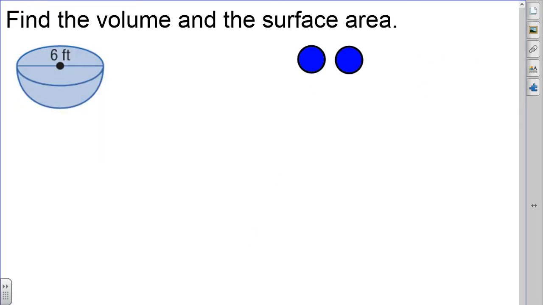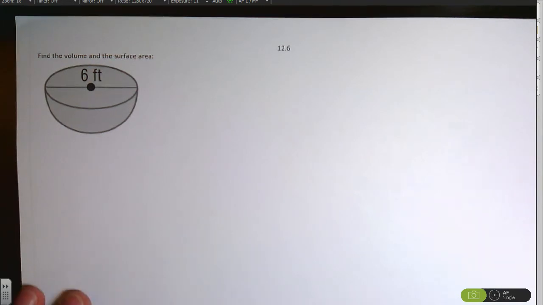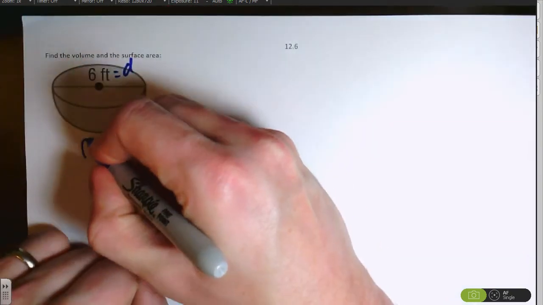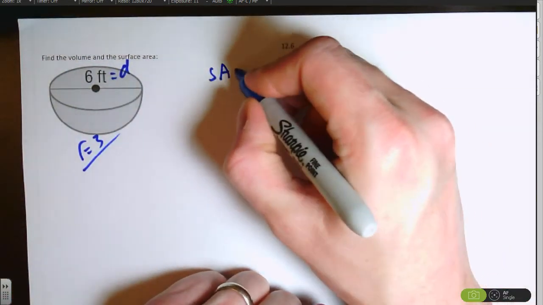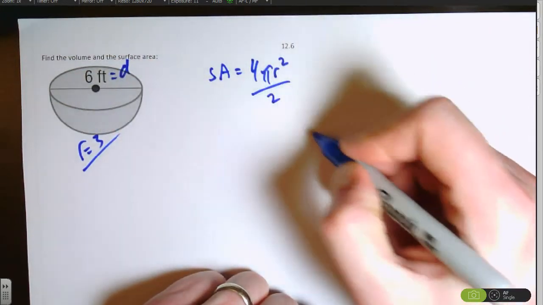Okay. And then next example, find the volume and surface area of the hemisphere this time. Okay, so for this one we've been given the diameter. That's the key to recognizing here first, is I don't have the radius, I have the diameter. So if the diameter is 6, the radius is 3. Now the other problem is for the surface area, we've got half of a sphere. So it's 4 pi r squared, but only half of it.